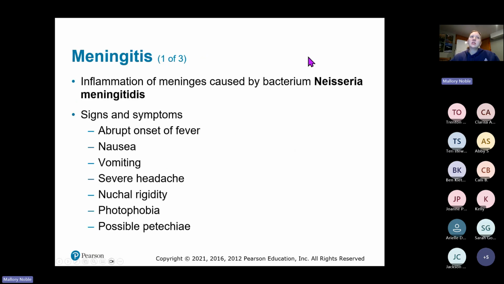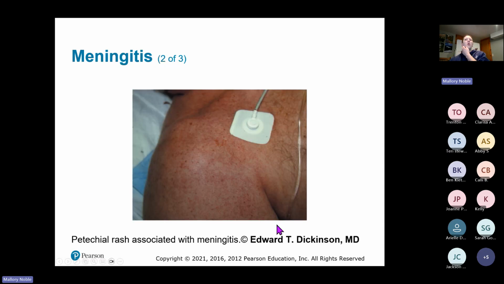Meningitis. So meningitis is the inflammation of the meninges that are caused by a specific bacterium. Signs and symptoms: fever, nausea, vomiting, headache, nuchal rigidity, so their neck gets very stiff, photophobia, so they're light sensitive, and possible petechiae. Petechiae is a super small rash.